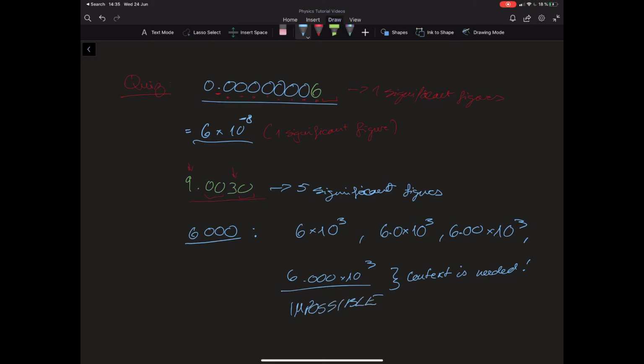If you were given the value in scientific notation as, for example, 6.00 times 10 to the power 3, then you would say that the value is to 3 significant figures. However, it's dependent on the context of the question, again.